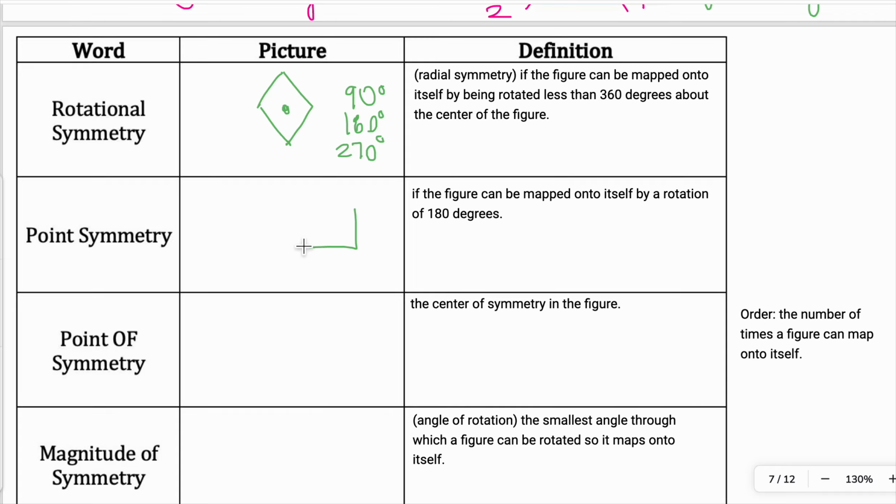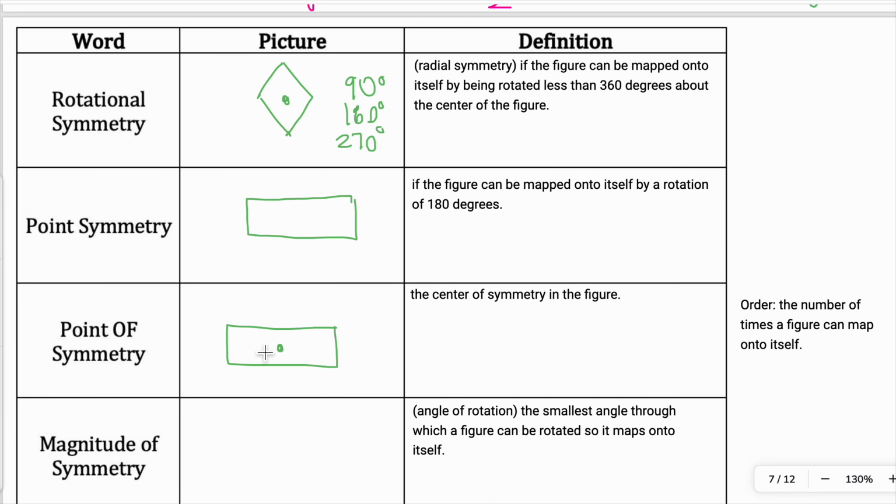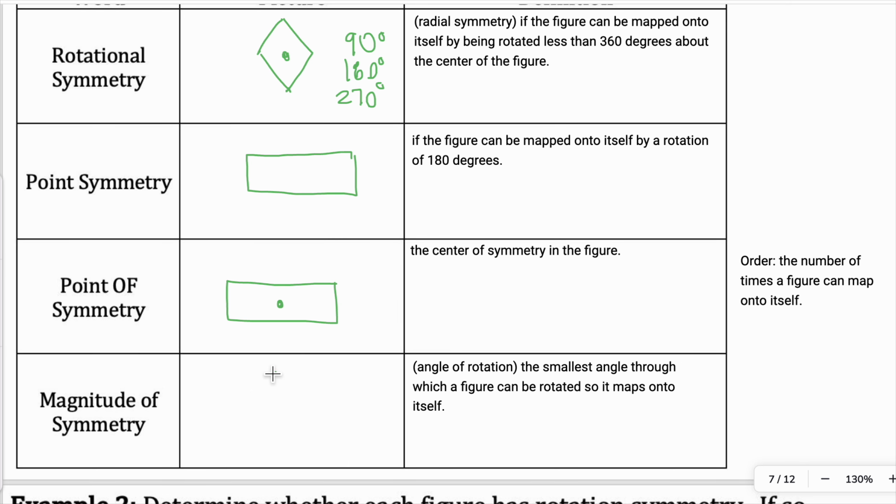Point symmetry is just 180 degrees, so if we think about a rectangle, if I flip it upside down, it would still be the same thing. And then the point of symmetry would just be the point in the middle of that figure. So if I had this rectangle and I made that point be where I'm holding it down and rotated everything else around it. Magnitude is just going to tell me what is the smallest angle.